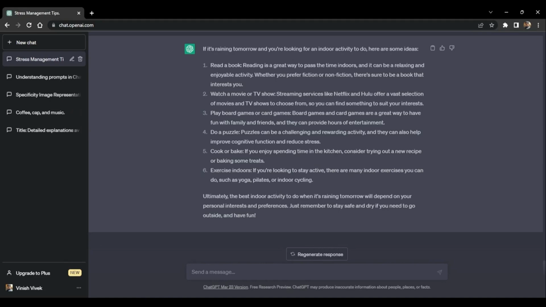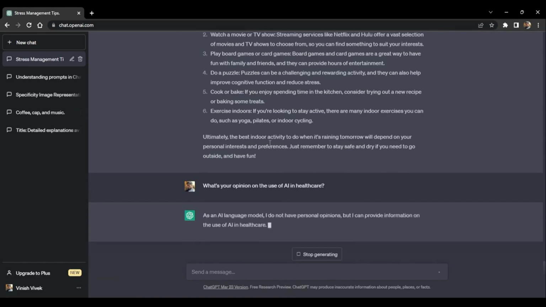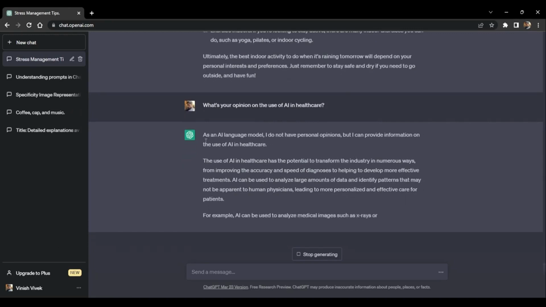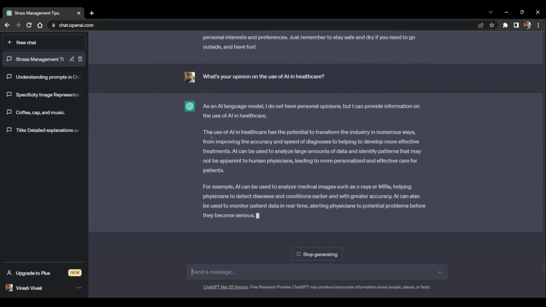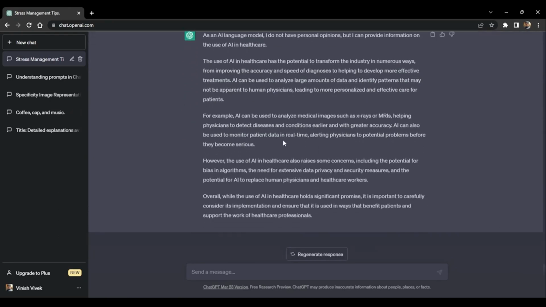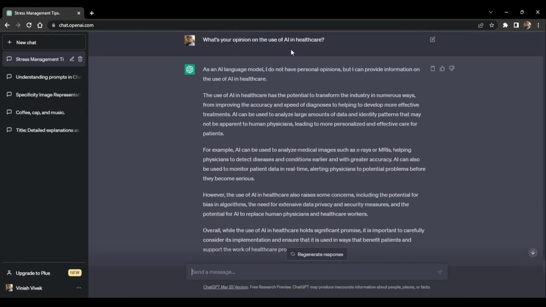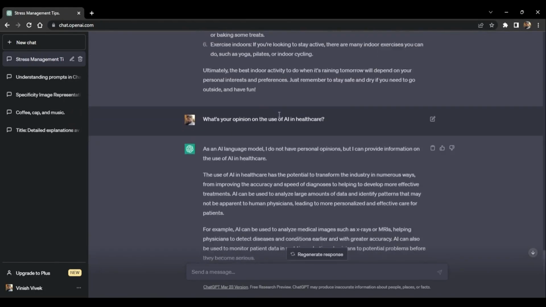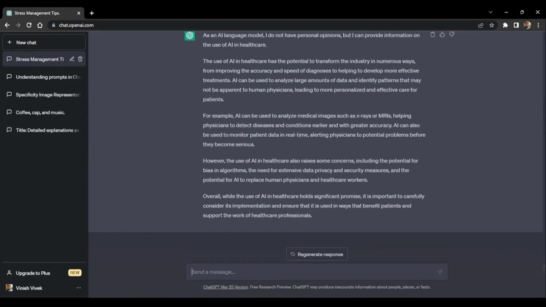And lastly, opinion prompt. So an opinion prompt is basically asking for the user's opinion on a particular topic. Like, for example, what's your opinion on the use of AI in healthcare? In this case, it tells us that I do not have a personal opinion, but I can provide information on the use of AI in healthcare, the use of AI, and so on and so forth. It tells you everything about how all the data that it gathers gives you opinion on what the use of AI is in healthcare. However, you can actually initiate an opinion on ChatGPT by giving it a certain scenario or condition.